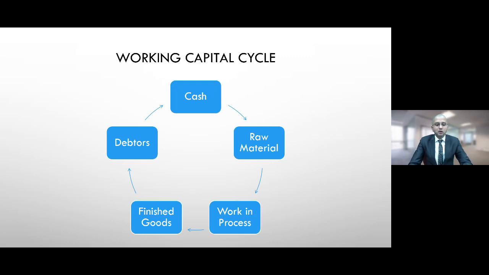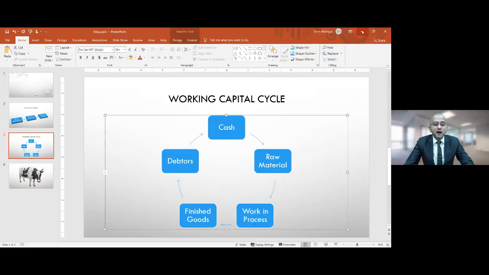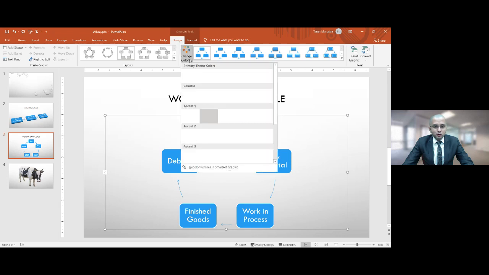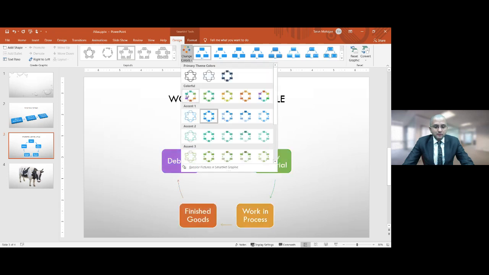You can create it manually also, like I will insert 1, 2, 3, 4, 5 boxes and then I'll connect those by arrows. But that's a lot of hard work. Better to do the smart work, no? Because these are SmartArt graphics. And then again, you can choose the design. You can change the color. Suppose you want it to be multicolor, so choose the colorful option.